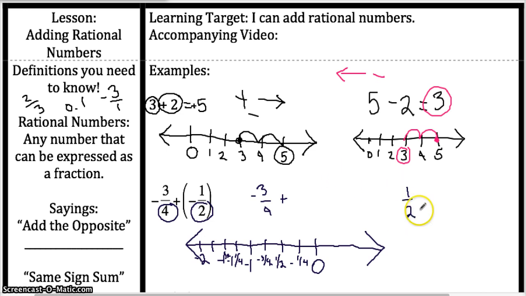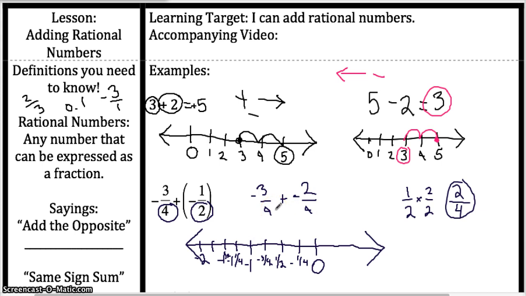We need to change the 2 to a 4, so 2 times 2 is 4, so we need to do 2/2. 1 times 2 is 2, and 2 times 2 is 4. So 2/4 is my equivalent fraction to 1/2. And don't forget that this was originally negative, so now we just have -2/4. All right, there we go. So here's our new problem, and they both have common denominators.